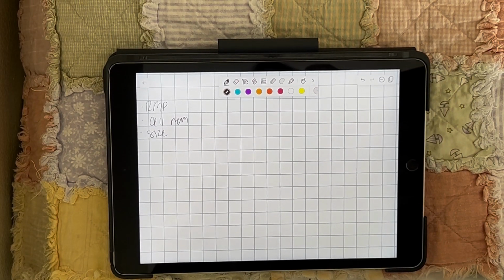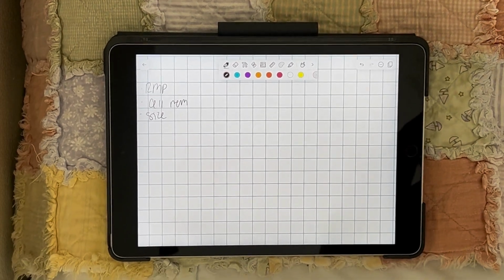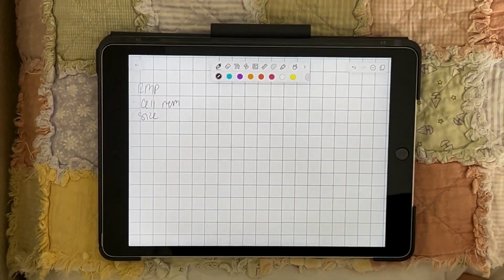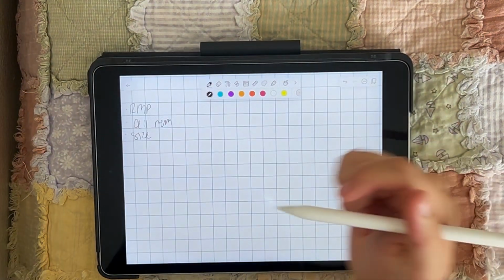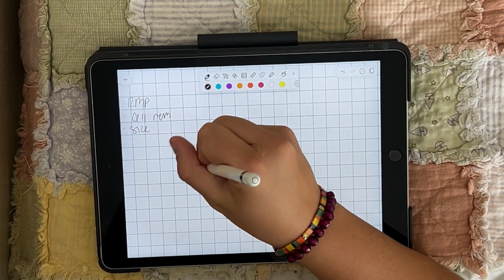So for this video, part 3, we're going to be going over our resting membrane potential, our cell membrane, and then also the size of our resting membrane. So to start out, what is resting membrane potential?